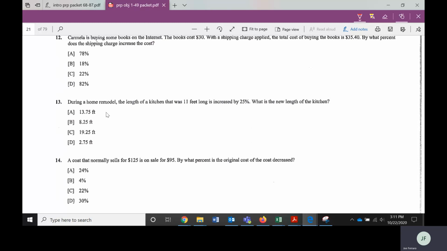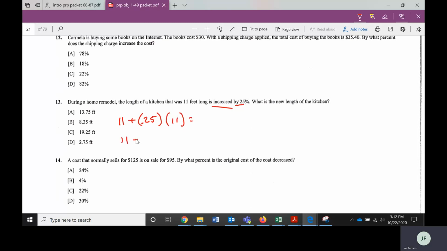It says during a home remodel, the length of a kitchen was 11 feet long, is increased by 25%. What is the new length of the kitchen? Okay, so the keyword here is increased. So we start with the original. Increase means plus the percent that it's increased by. So as a decimal, 1.25. That's a bad drawing there, but we've done a few of those and know that you go 2 spots by the original.